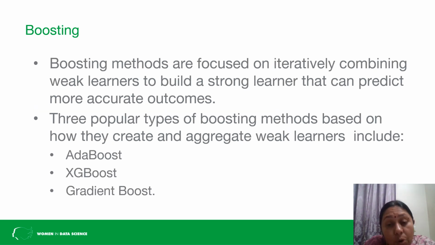Now, let's come to boosting. As I already mentioned, boosting involves iteratively combining weak learners to build a strong learner. And why are we doing this? So that we can predict our output more accurately. Three types of boosting methods are there, which are based on how the aggregation of weak learners happens. These include AdaBoost, XGBoost, and Gradient Boost.